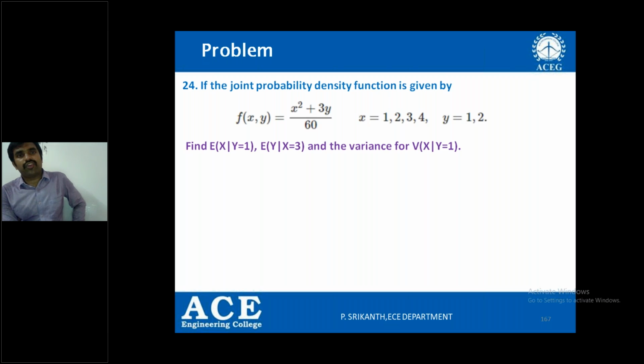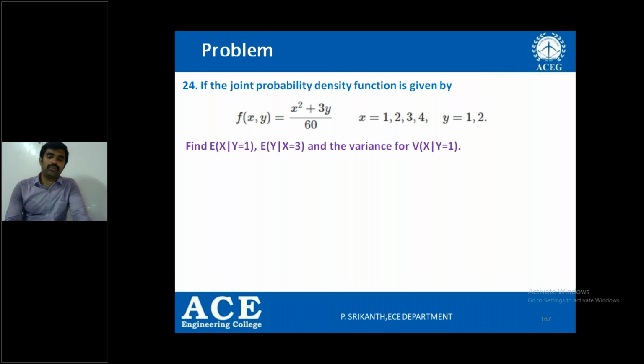Now, if the joint probability density function is given by f of x comma y equal to (x square plus 3y) by 60, where x equal to 1, 2, 3, 4 and y equal to 1, 2. Since it is a discrete random variable, I am considering the discrete case. Find the expectation of x given y equal to 1, or expectation of y given x equal to 3, and also find the variance of x given y equal to 1.